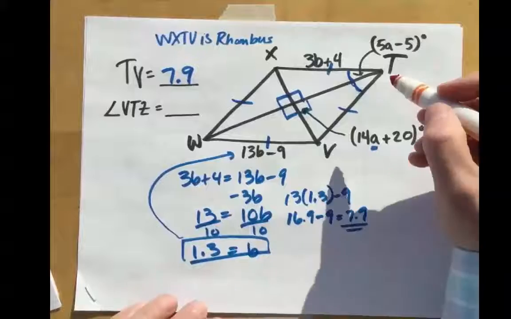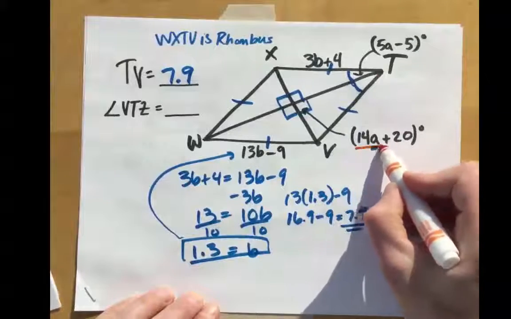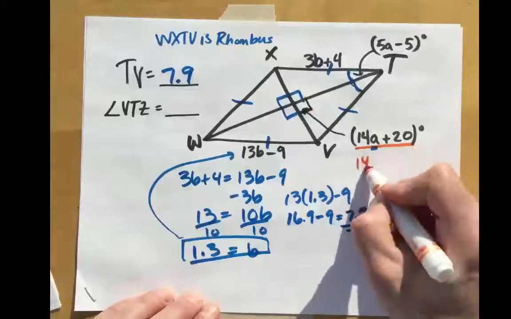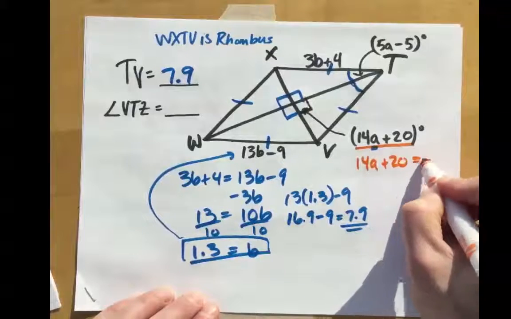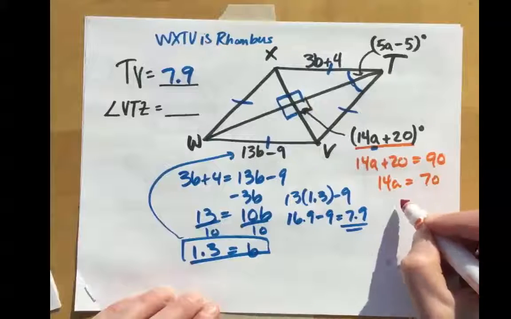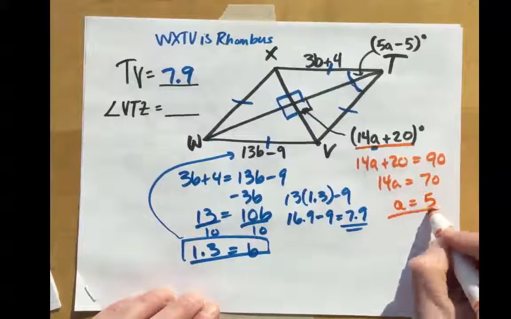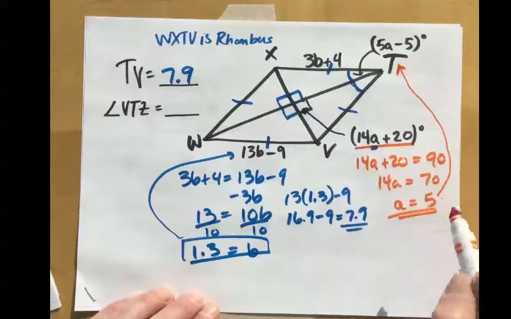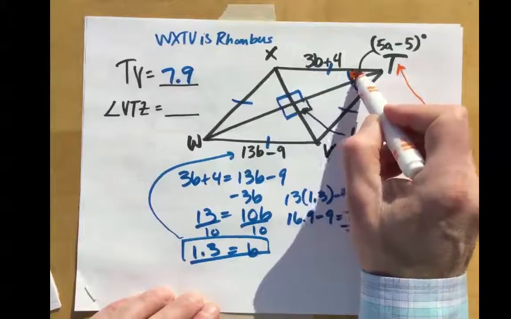So let's take a look here. We know that 14a plus 20 is equal to 90 degrees. So we'll write the expression and solve for a. Now, once we find our value of a to be 5, we can take that a and substitute it back into our expression for this part of my angle.